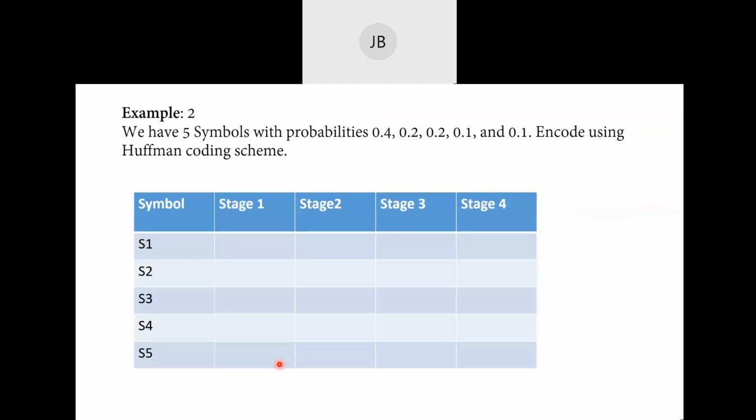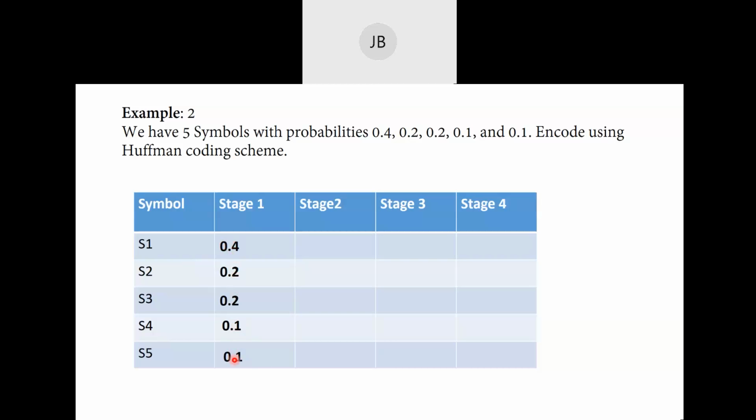Already we have chosen our example that there are different probabilities like 0.4, 0.2, 0.2, 0.1 and 0.1 as given here. Let us try to see how the Huffman encoding scheme operates. We have different symbols here, S1 to S5, and we also know their probabilities. We need to arrange them in the decreasing order. Already it's in the sorted order: 0.4 is at the top and 0.1 is at the bottom.